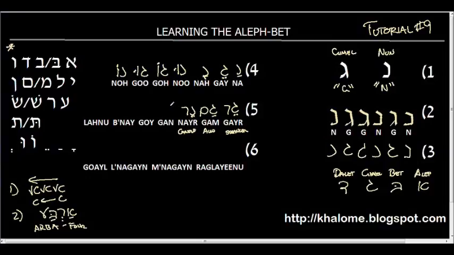Gan is going to be your gimel, pata, then the final nun. Remember, if nun appears at the end of the word, we want to use that straight line. That is garden.